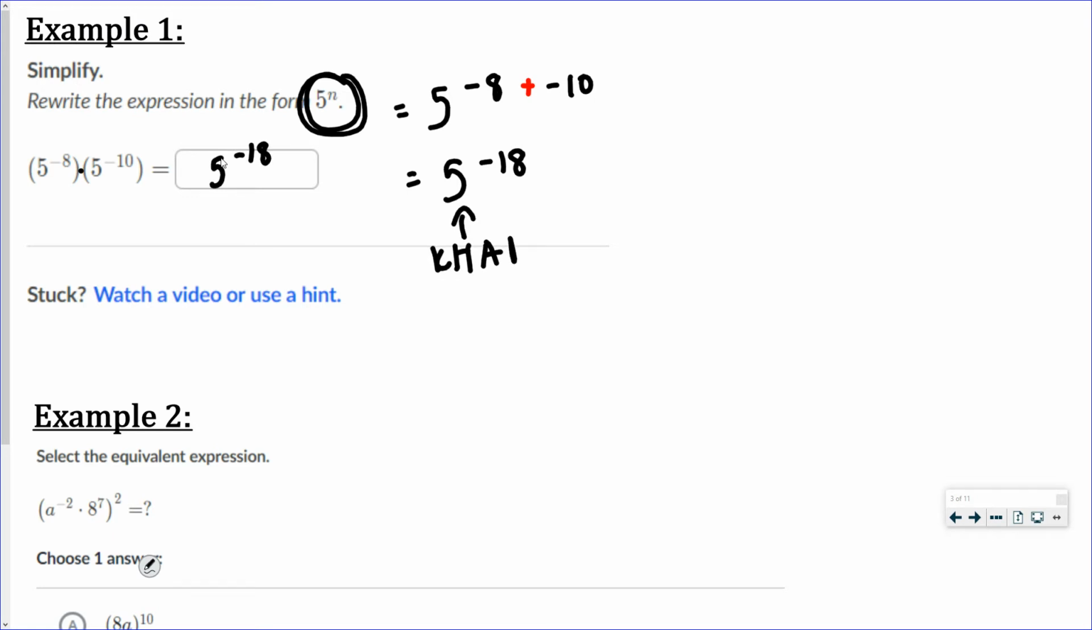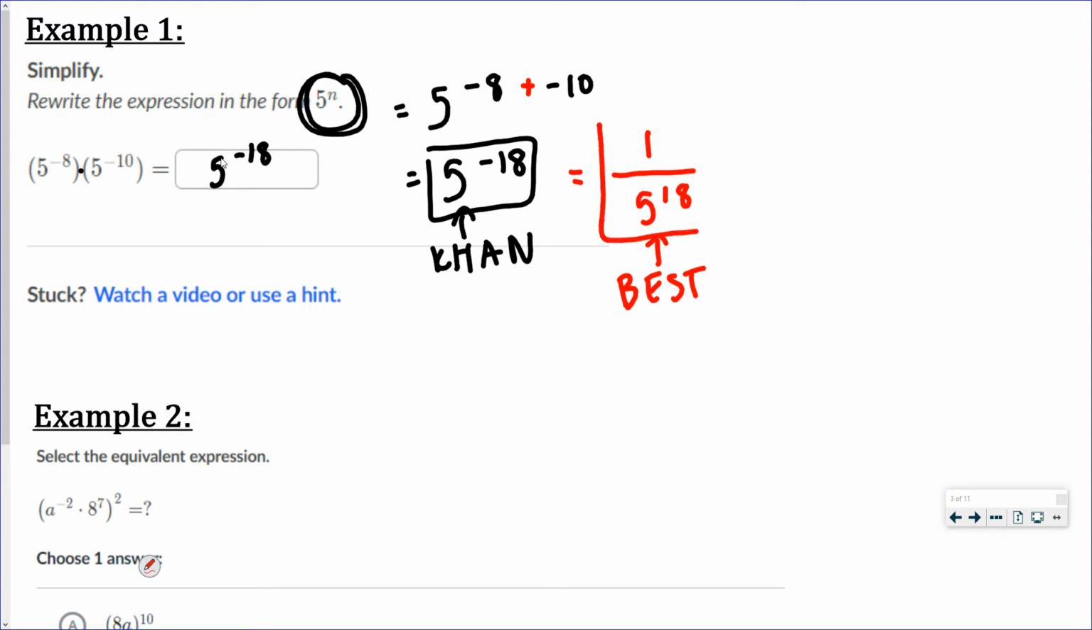Now, in the future, because I don't want to teach you the wrong thing, what you should do to simplify this and make it a better answer is to get rid of the negative exponents by putting that in the denominator. So this is technically the best answer. Just pay attention to your directions in Khan, okay? Because like I said, they're going to be pretty basic examples for your homework tonight. That's the Khan Academy answer. This is what I'm going to want you to do. Take it one step further.